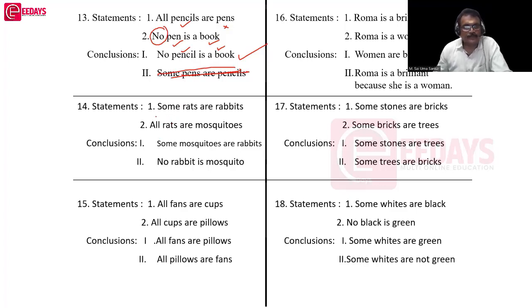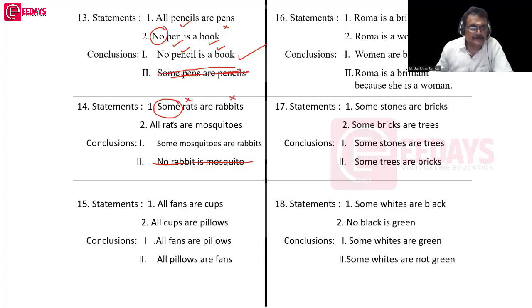Next, go to the 14th one. Some rats are rabbits. All rats are mosquitoes. No need to check the negative conclusion. Why? Because both are affirmative. Now, one statement is particular, so the conclusion must be particular. What is the middle term?